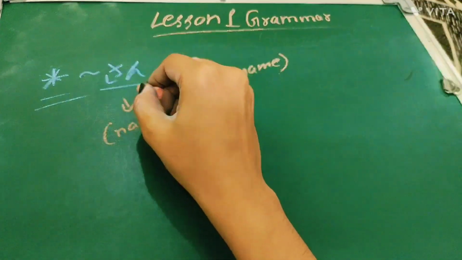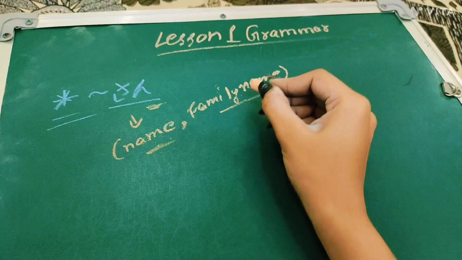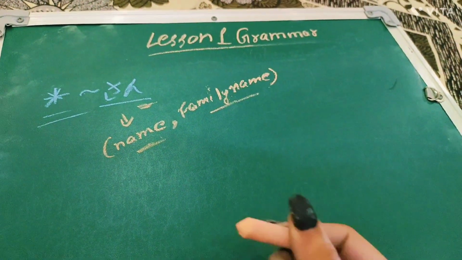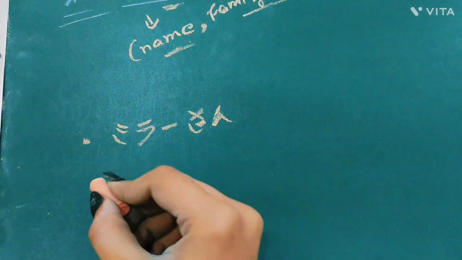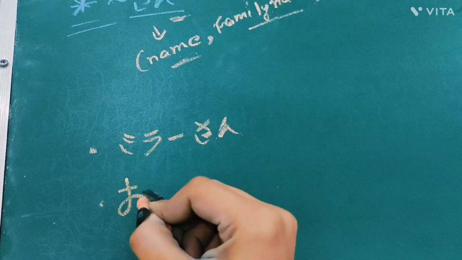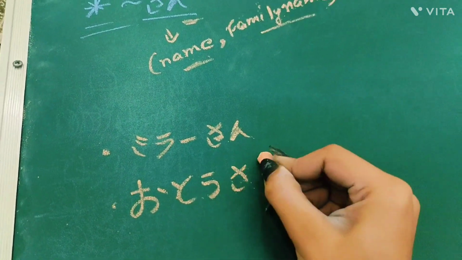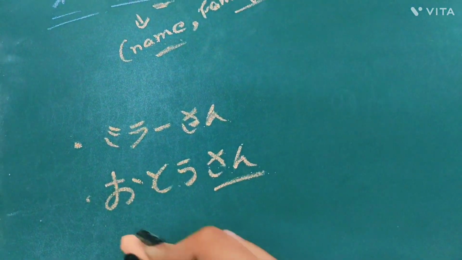Our next grammar point is san. So we add san to a name or a family name to show some respect to that person. Like minasan or otosan.